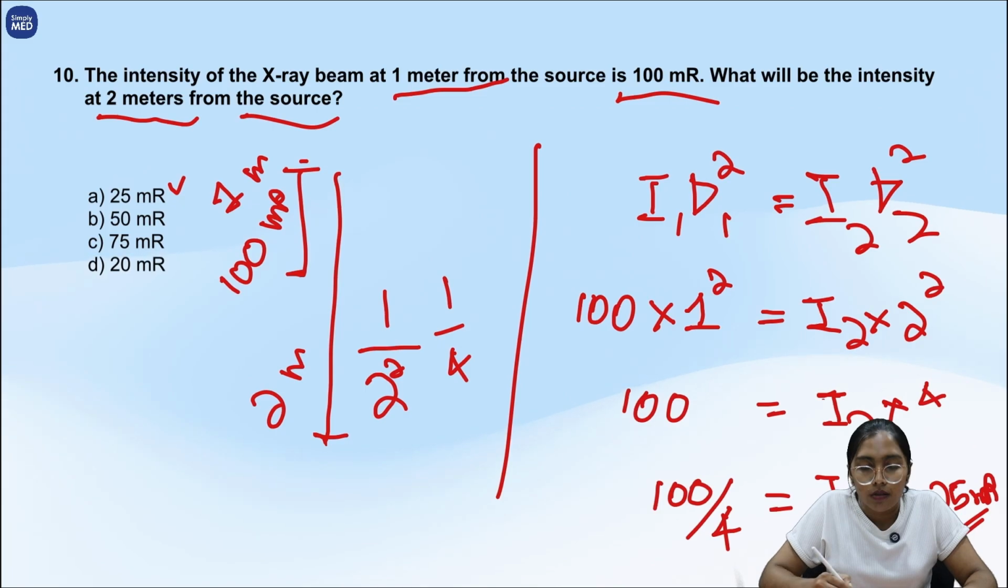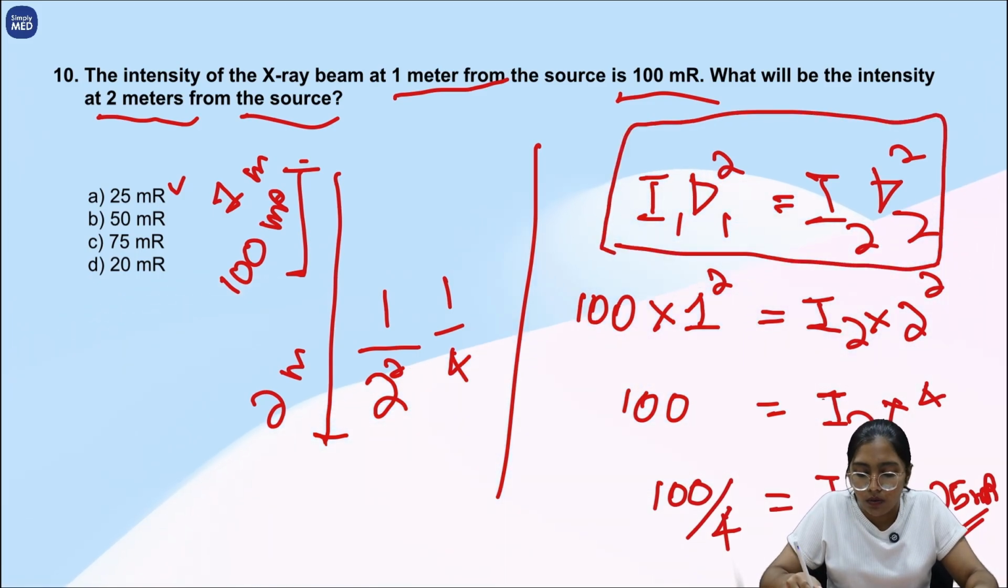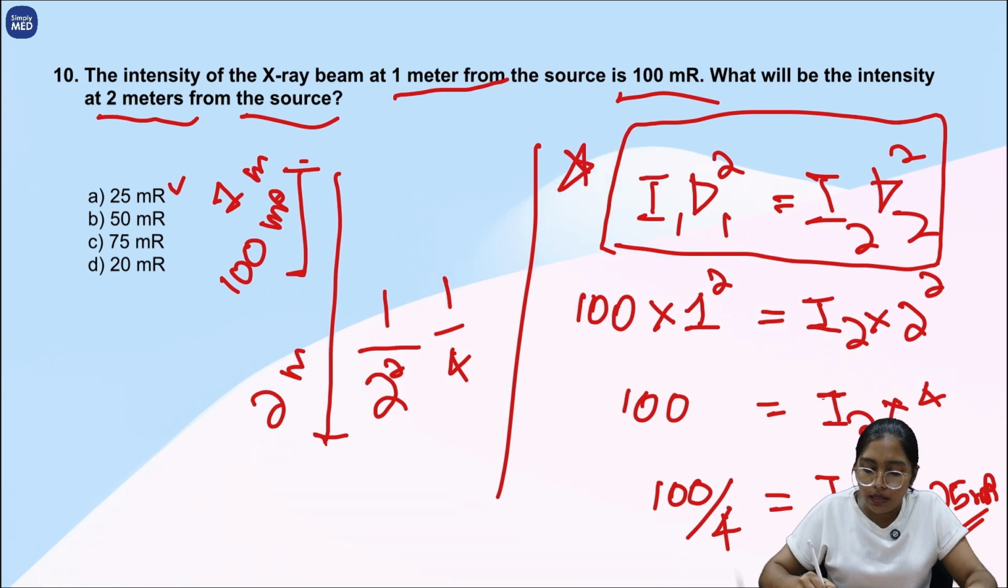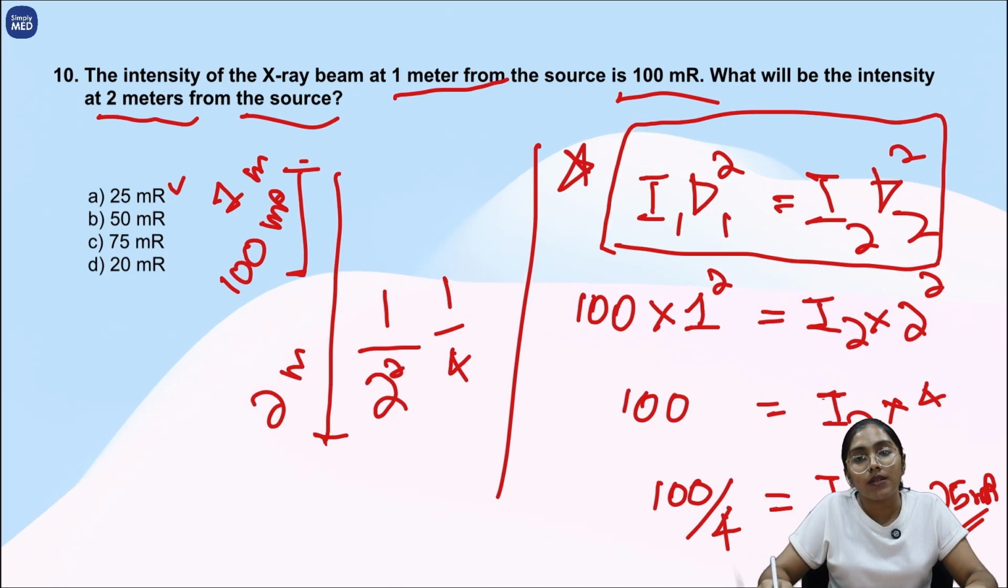So those are inverse square law based questions. I hope it is clear. This is a very common question for our GCC examinations and any competitive examination. So just remember the equation: I1 D1 square is equal to I2 D2 square.